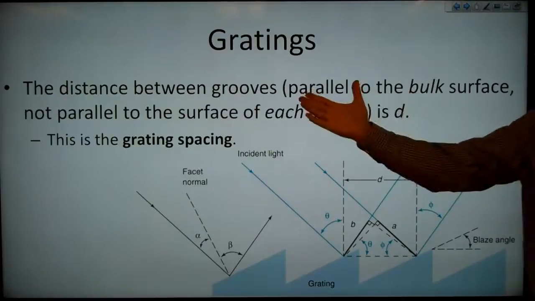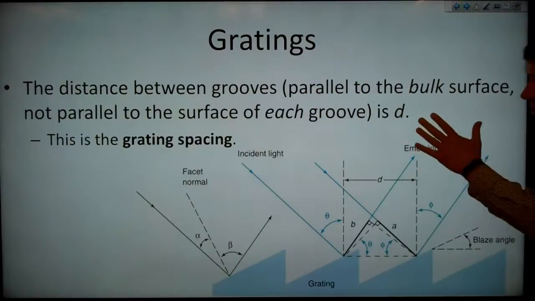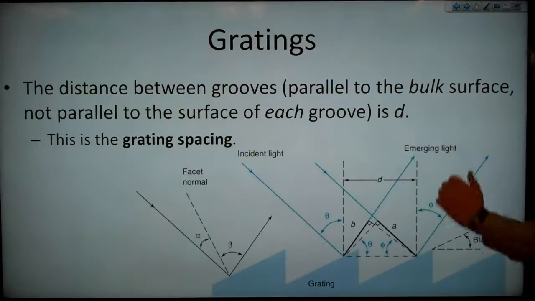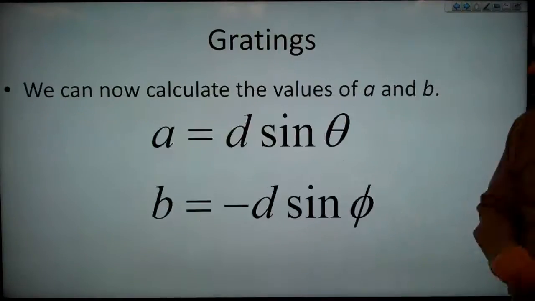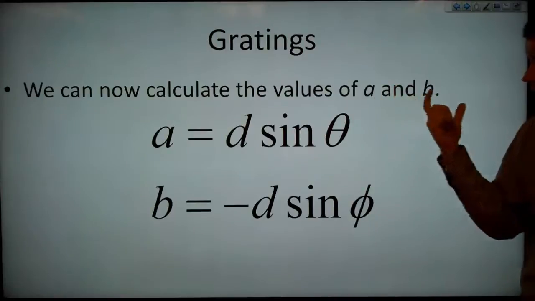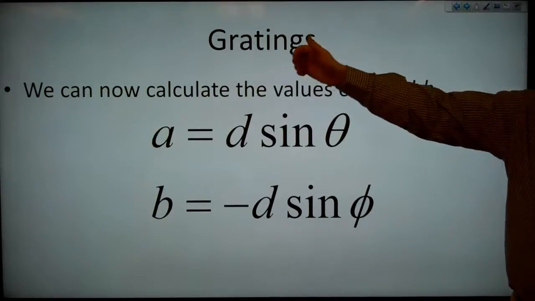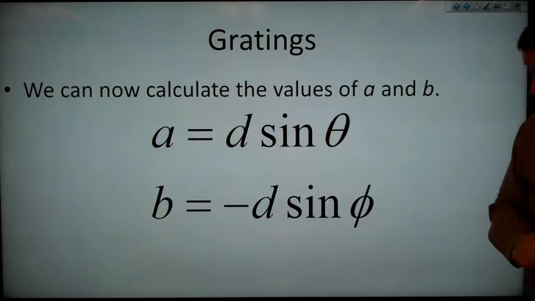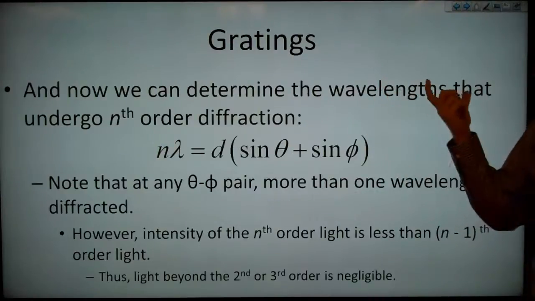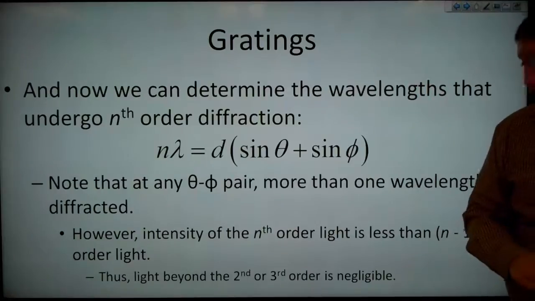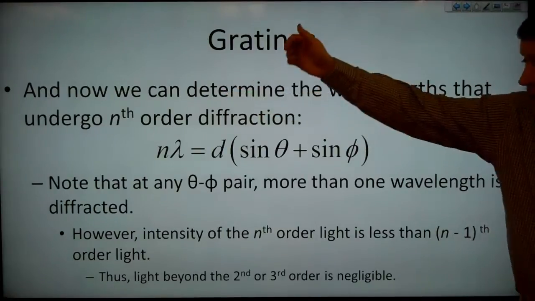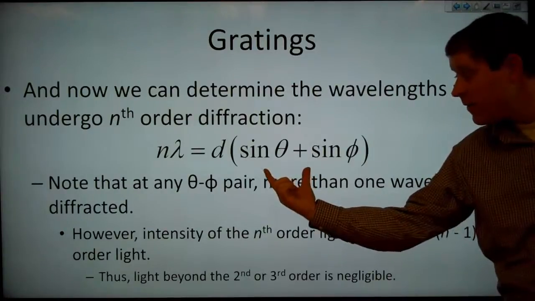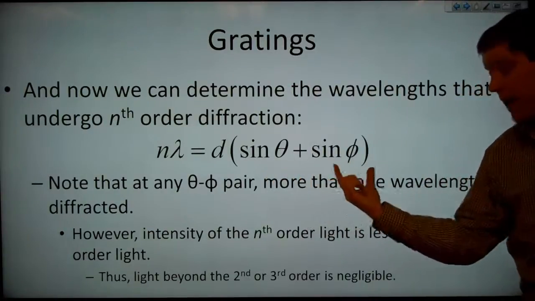The distance between our grooves, measured parallel to the bulk surface, not parallel to the surface of each groove, is d, and this is what we call the grating spacing. So we can now calculate the values of A and B. We know that A is equal to d sin θ, and B is equal to minus d sin φ. And now we can determine the wavelengths that undergo nth order diffraction. So nλ is equal to d times the quantity sin θ plus sin φ.